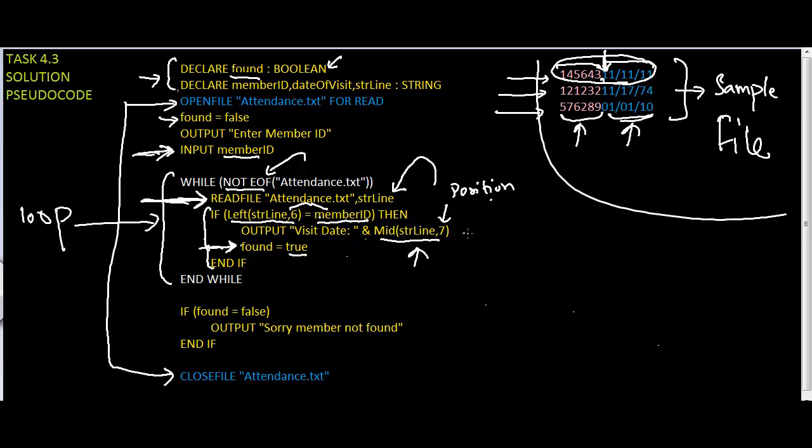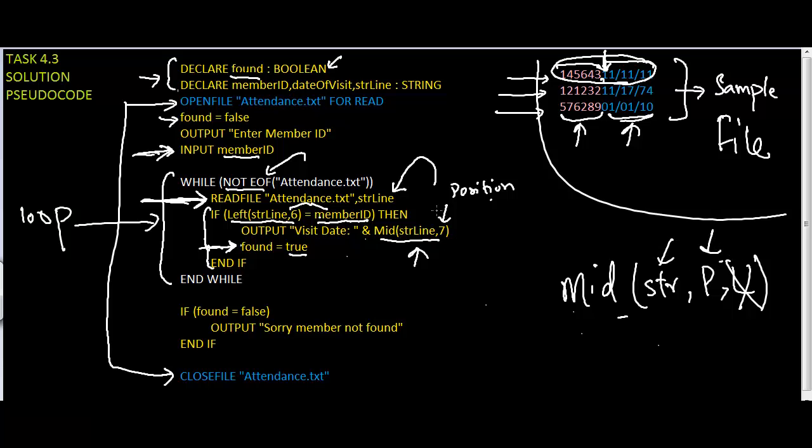And I have not mentioned any length. Normally the mid function takes 3 parameters: it takes the variable, it takes the position, and it takes the length. But since I have not specified the length in this case, I have only given 2 parameters.